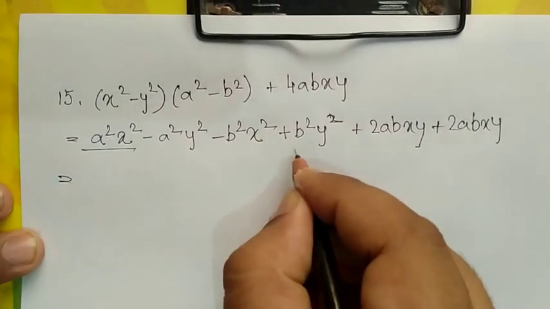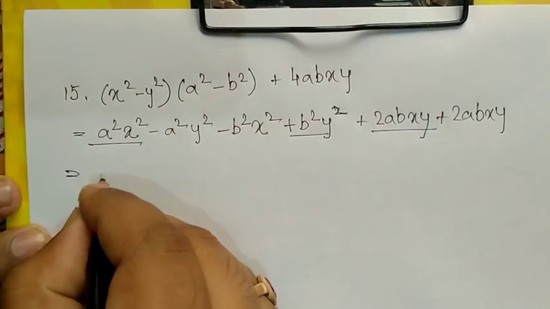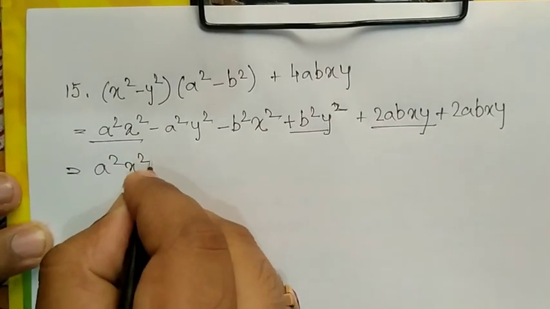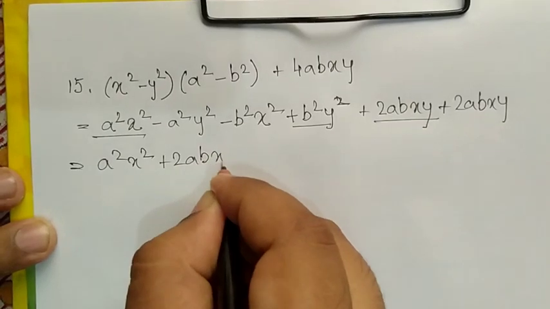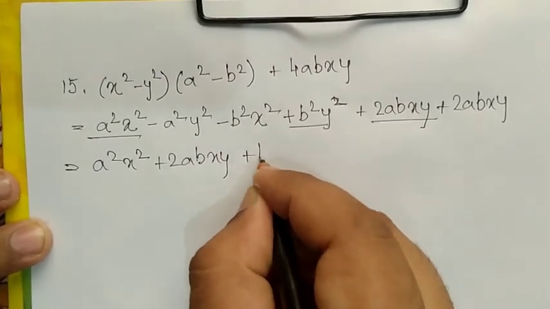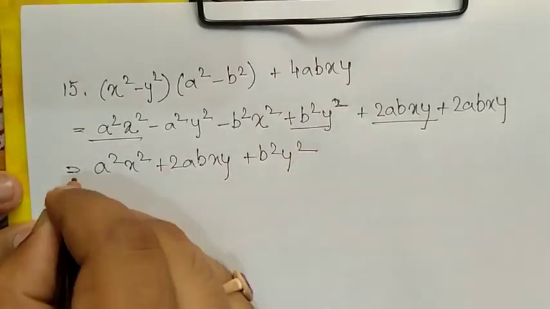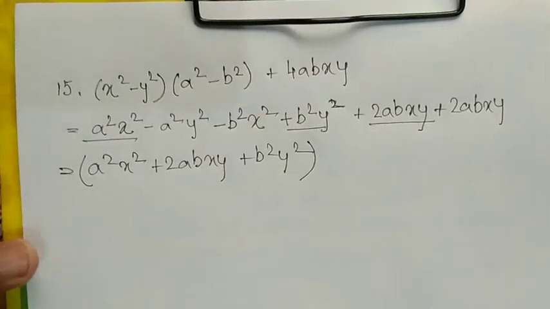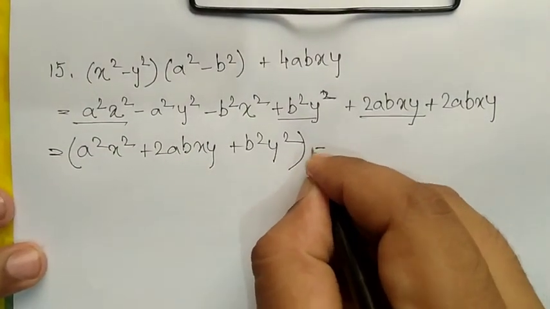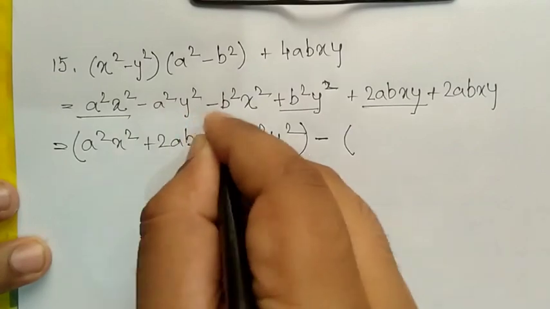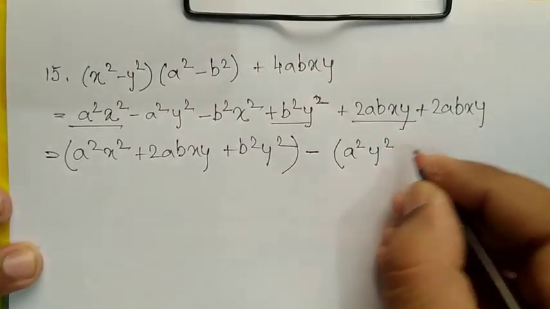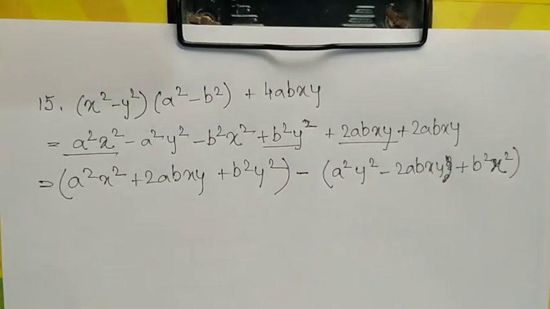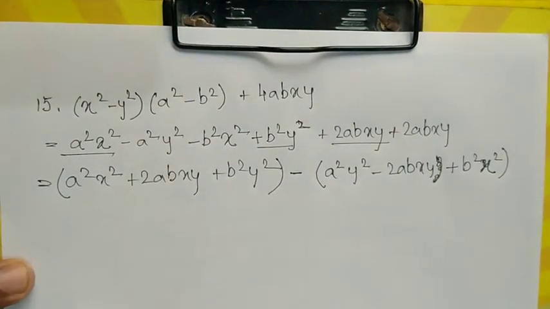Now after that we take these three terms, a square x square plus 2abxy plus b square y square, into a bracket, and after that taking minus as common, this one a square y square. This should be sum number 15.